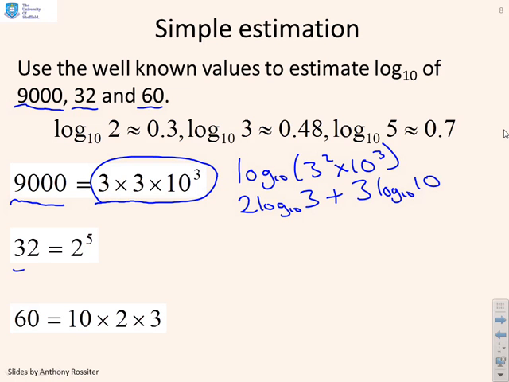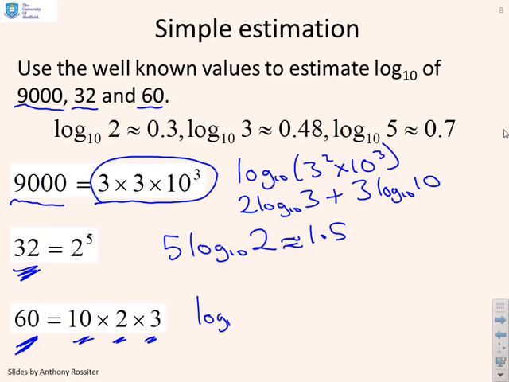Similarly, if I had 32, I say, well, I know that's just 2 to the 5, so I can now do 5 log 10 of 2, which is going to be 1.5, or approximately. It's not exact. That's good enough. And what about 60? I can say 60 can be written as 10 times 2 times 3. So therefore, log 10 of 60 is going to be 1, that's log 10 of 10, plus 0.3, that's log 10 of 2, plus 0.48, that's log 10 of 3.